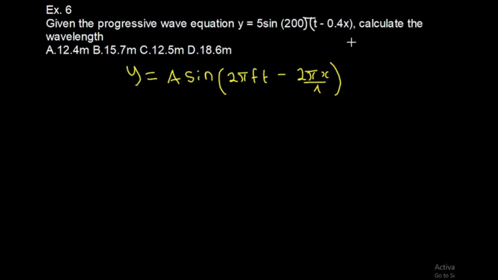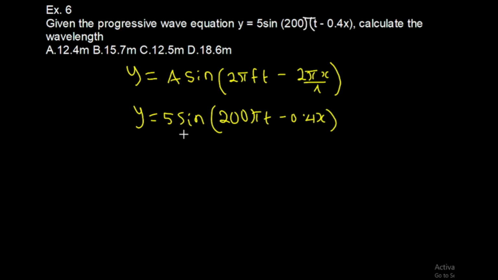The general equation, or the equation we are given in the question, is y equals 5 sine (200 pi t minus 0.4x). All right. So we bring out the general equation for all plane progressive waves, and then we bring out the equation we were given in the question. Then we compare. What are we looking for?